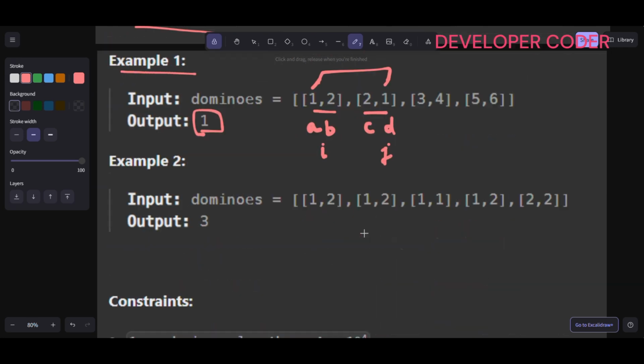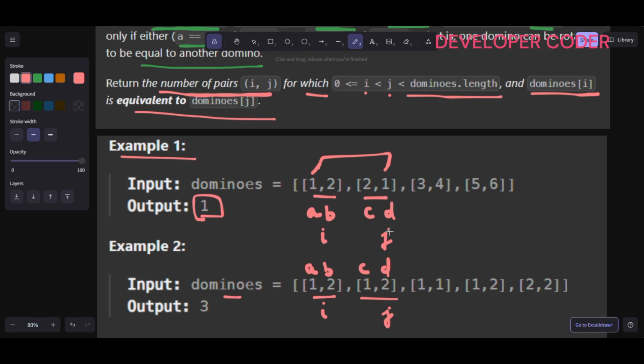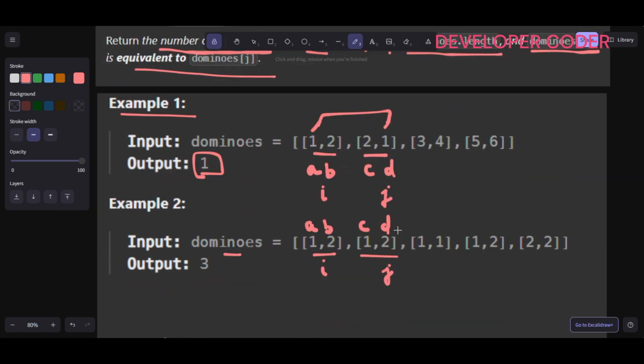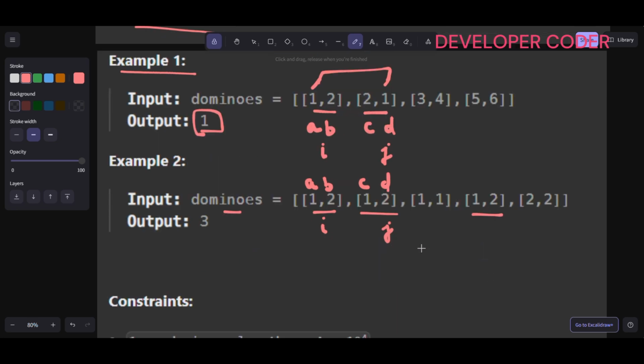All right, now see this example number 2. So here this is one. If you see a b c d, a is matching with c and b is matching with d. And this is i, and let's suppose this is j. So this case is one, and also this. So here this is also matching. So in total there are three: 1, 2 and 3. In total we have 3, so 3 is the output.